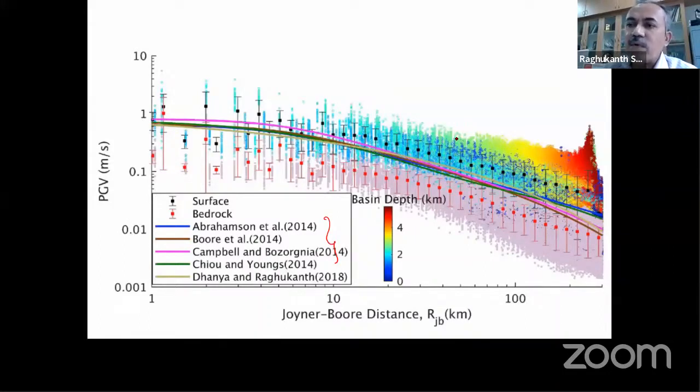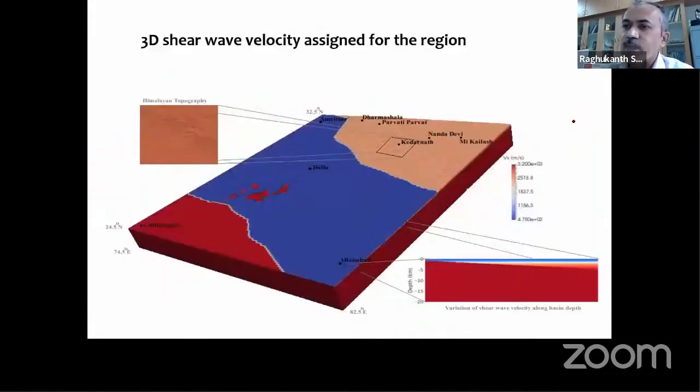Our simulation data very well agrees with the GMPEs, but wherever the sediment depth is high, the GMPEs are not working, or they are underestimating our values. Of course, we plotted only peak ground velocity, so this underestimation happens. So the basin effect dominates, and this plays a major role in the development of GMPEs, and to understand the hazard for this region itself.